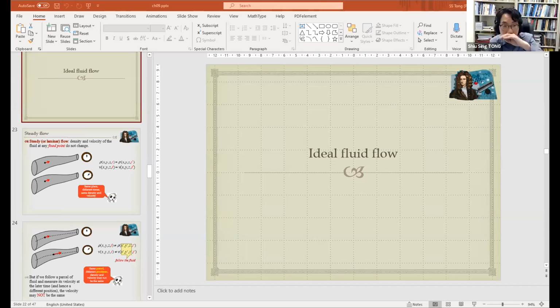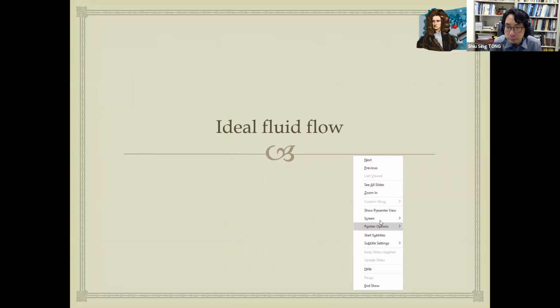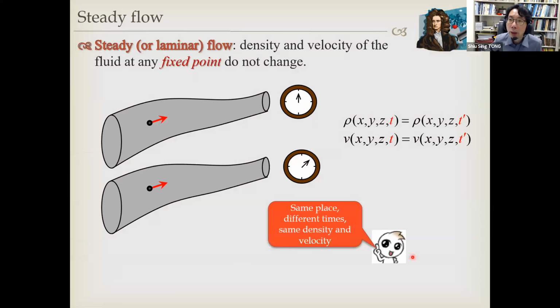Let's continue with the part on fluid motion. We were here, right? We are going to talk about ideal fluid flow. Now, first, we would like to introduce a concept that is called steady flow or laminar flow.